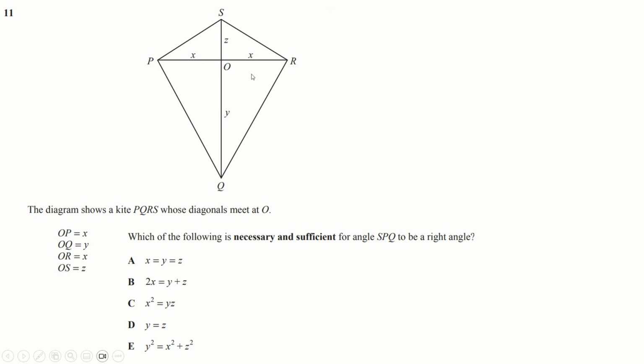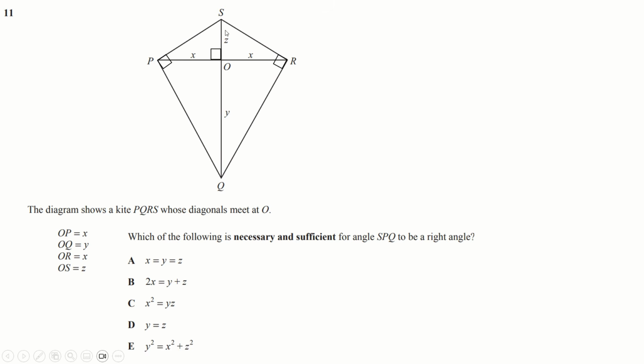So question number 11 then, this is a kite. By definition, kites have diagonals that intersect at 90 degrees, so I'll put that there. And we're asking for necessary and sufficient conditions for SPQ to be a right angle. So that's a right angle there. This is a kite, so this is the same as this. That's also 90 degrees. Now, this kite has opposite angles here adding to 180, and it must therefore also have this angle and this angle adding up to 180 because it's a quadrilateral, so it must add to 360.